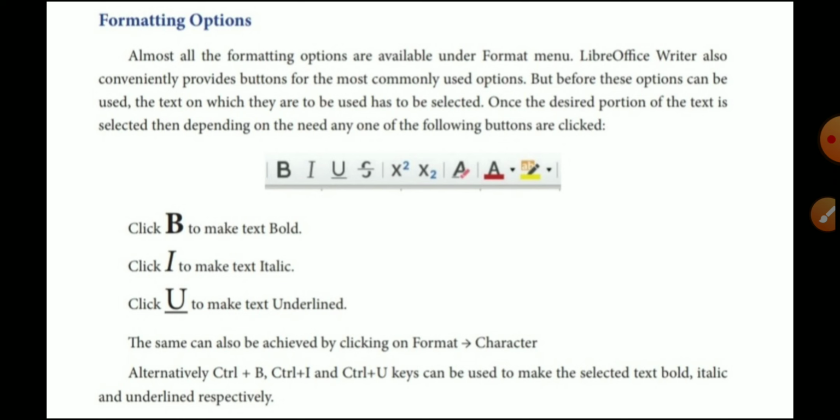Okay, fine. Next one. For bold, the shortcut key is Ctrl+B. Next, italic, the shortcut key is Ctrl+I. I means italic, so the shortcut key is Ctrl+I. Underline, the shortcut key is Ctrl+U. These are the shortcut keys for bold, italic, underline.